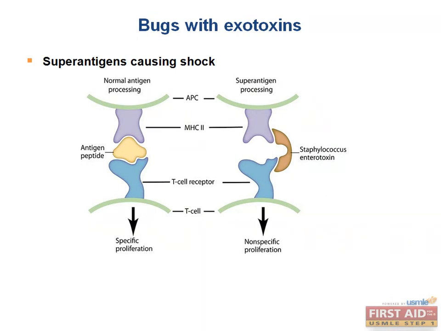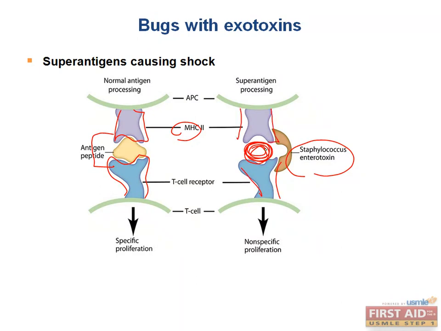Recall from immunology that normally an antigenic peptide is required to have a specific interaction between the MHC class II molecule here and the T-cell receptor here. However, superantigens cause non-specific proliferation. Note the absence of any antigen in between the T-cell receptor and the MHC class II. This is a non-specific interaction which causes proliferation of T and B cells and thus an overwhelming activation of the immune system. Now, here you're going to have release of inflammatory cytokines, interferon gamma and IL-2, which cause shock.